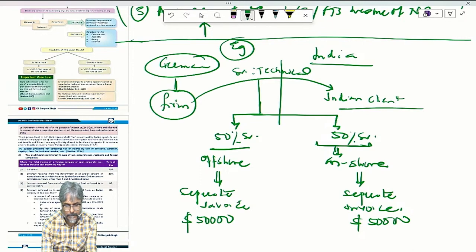So, students, now you say, quickly, whether he says that only $50,000 should be taxable in India. What is your take? Only $50,000 is taxable. Is it correct? Because whatever services he has provided while he was in India, only that much of the amount should be taxable.